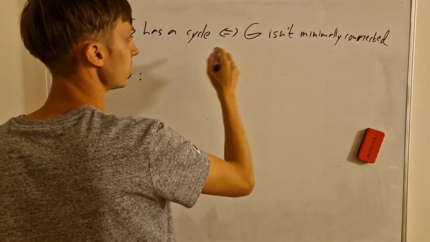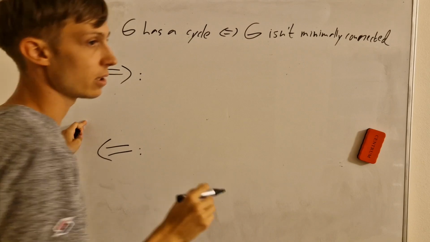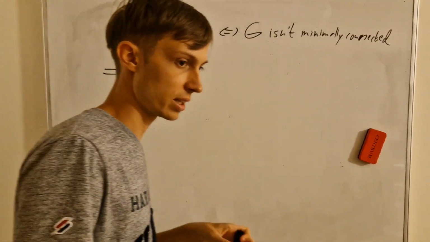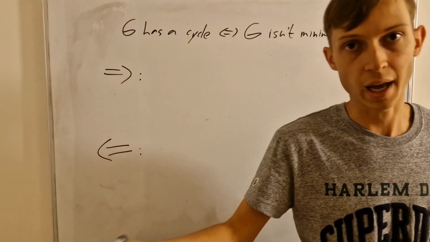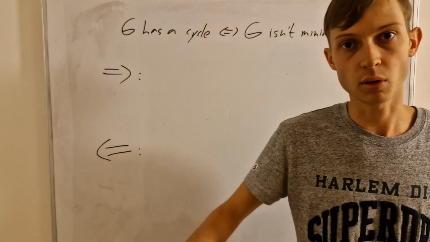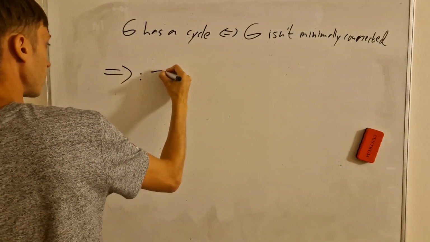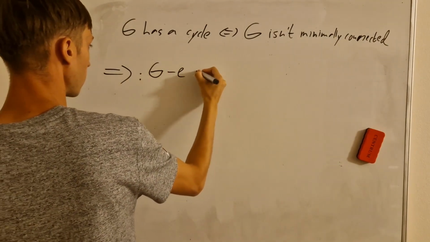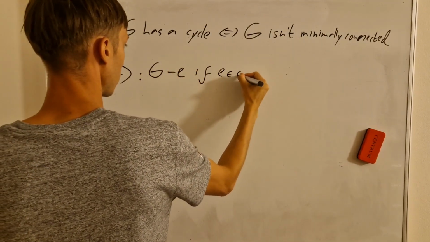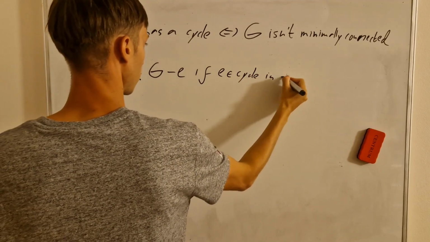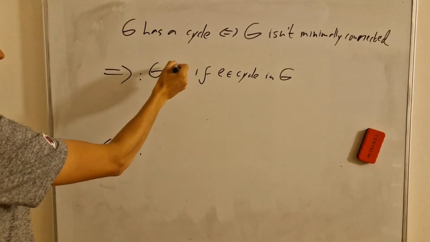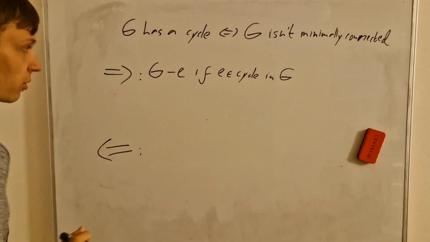then we want to see that that implies that it isn't minimally connected. So a graph is minimally connected if, whenever you remove an edge, it's disconnected into components. If you remove an edge, this means that I remove some edge E from the graph G.